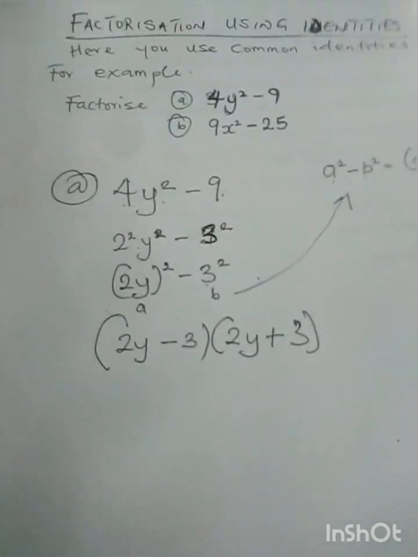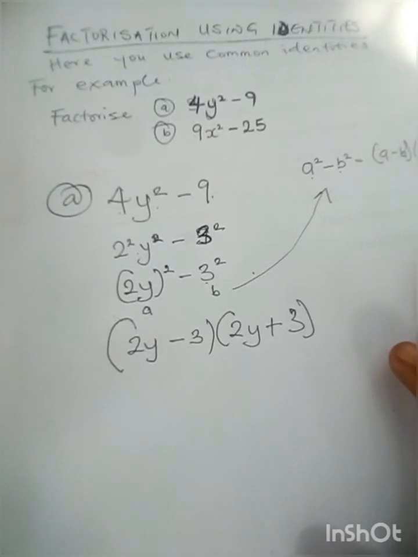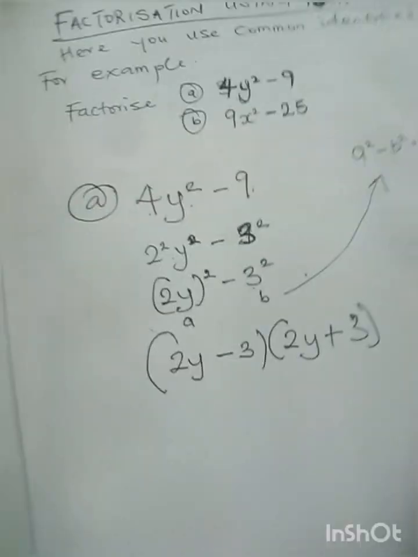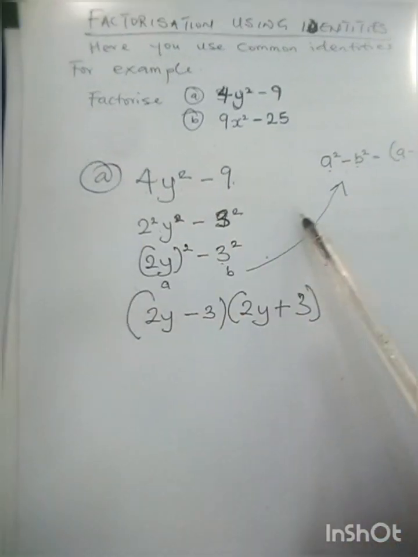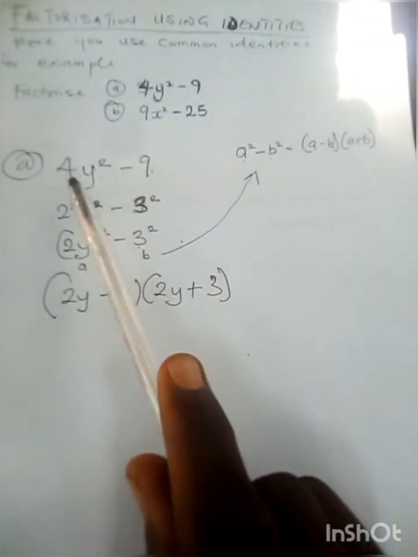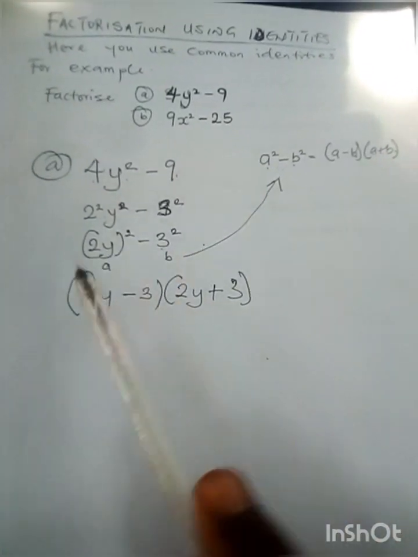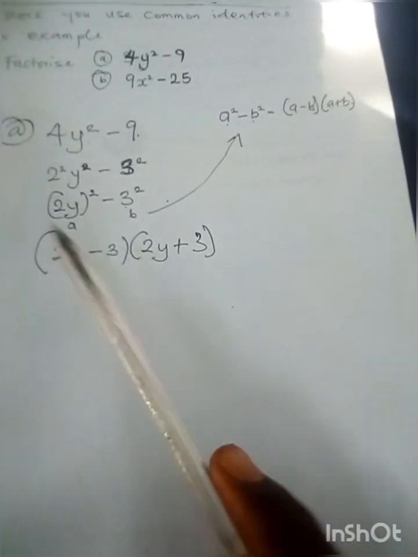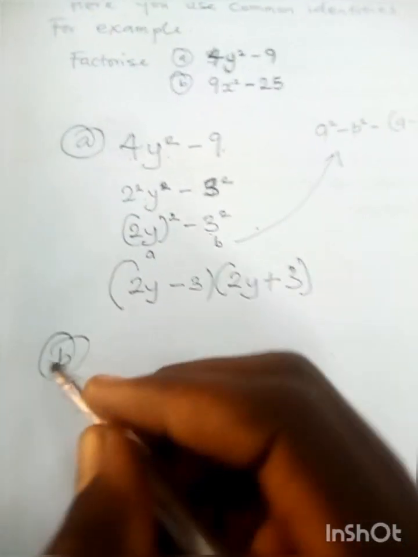Now let's see another method of how we can do it. That method might be confusing to you, so let's see the solution to the next one instead. I believe you understand it. Let me go again. If you follow this pattern of A squared minus B squared, you can turn this expression into this, which we already did here. So you bring out 2y minus 3, then the next one will be 2y plus 3. Then the next question.